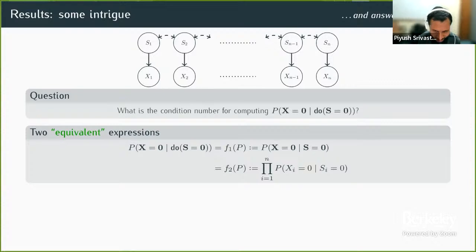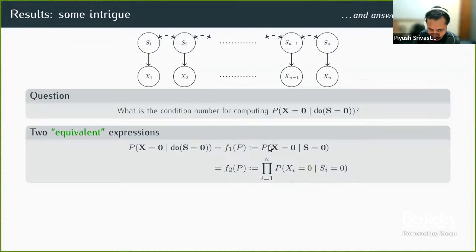So the first step is to just see that this is a trivial model. So the identification problem is also trivial. In fact, it's so trivial that the ID expression is just a conditional distribution. So the P of x given do s is just P of x given s. But it can also be written in a slightly different form. You can factorize it further, because this model supports more conditional independences. So this is also equal to the product, as i goes from 1 to n, of the probability that xi equals 0 given si equals 0.